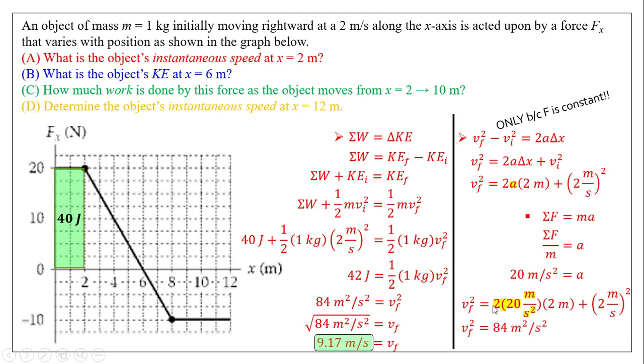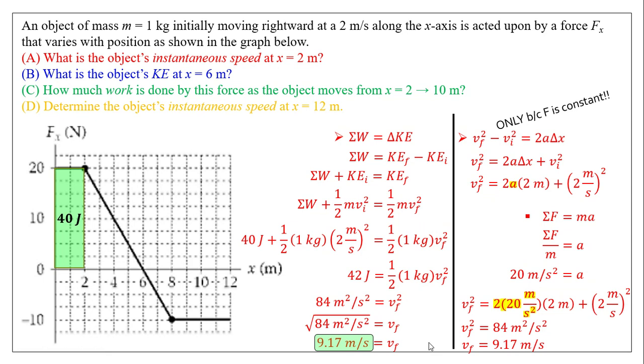All right. So what is this? 2 times 2 is 4. 4 times 20 is 80. And then 2 squared is 4. So 80 plus 4 is 84. And that's VF squared. So to get VF by itself, square root both sides. So the square root of 84 is about 9.17. Once again, it is the same answer as I got using the work-kinetic energy theorem.